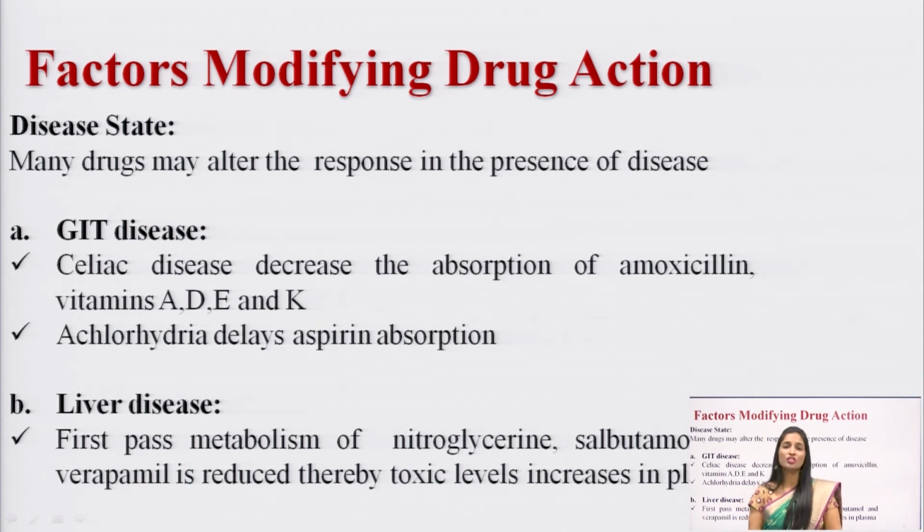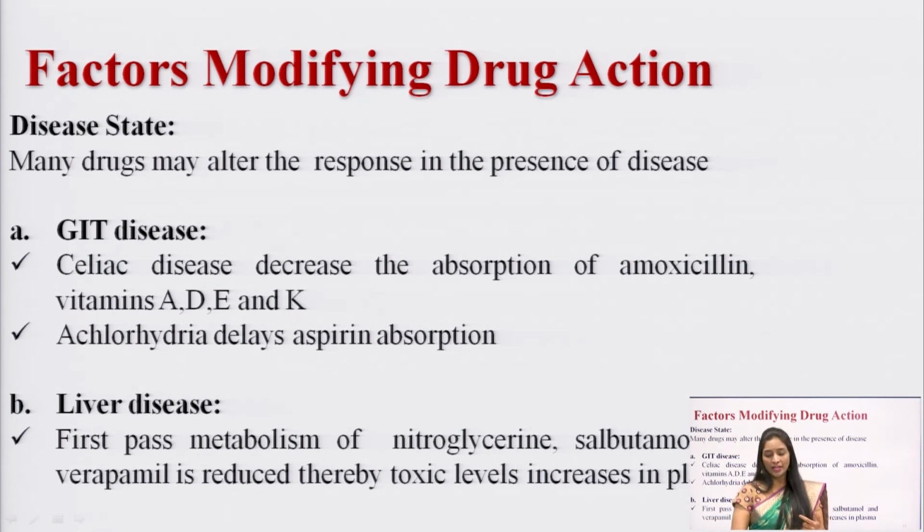And the next one, disease state. The disease state also plays a very important role here. Here we will discuss five disease states: GIT disease, liver disease, kidney disease, heart failure, and thyroid condition. Right. So first we will discuss GIT disease. What is going to happen in a GIT disorder? If a person has a GIT disorder, how is the drug action going to be modified?